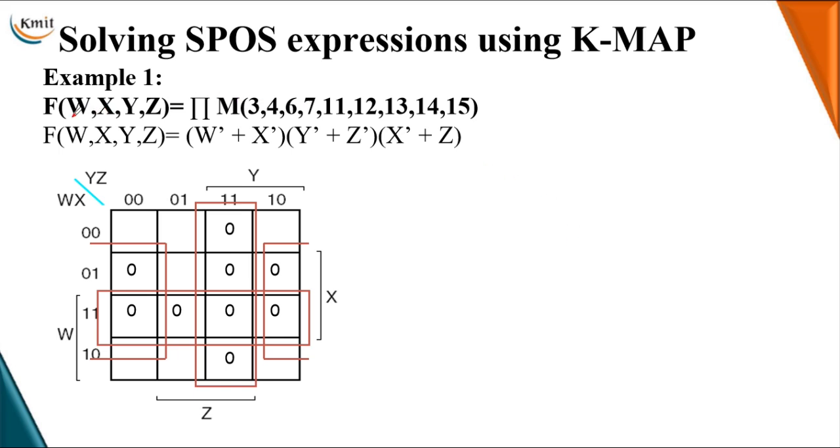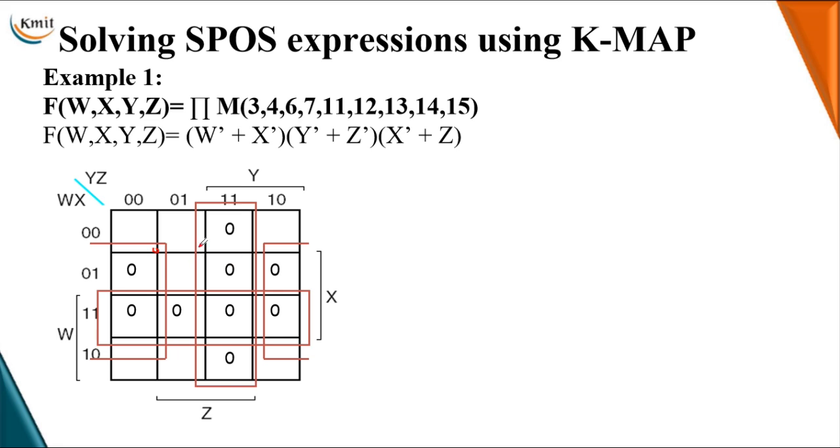Hence my function is a four variable function, with the given variables W, X, Y, Z, and maxterms given are 3, 4, 6, 7, 11, 12, 13, 14 and 15. So for this function we have 9 maxterms, and we put zeros into their corresponding cells. So this first cell is 0, and the second cell is 1, the third cell is 3, and the next fourth cell is 2.